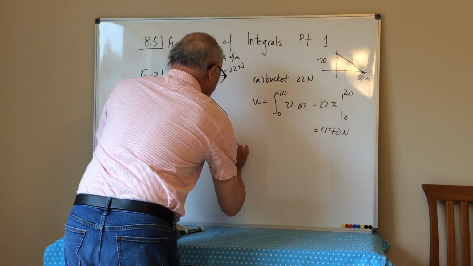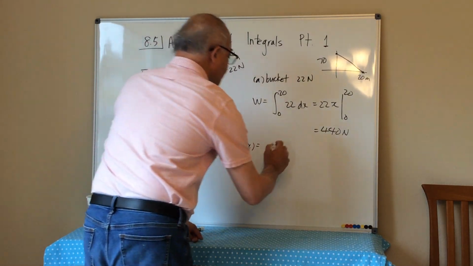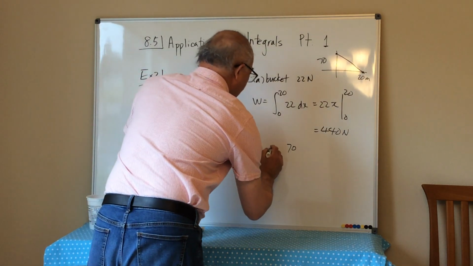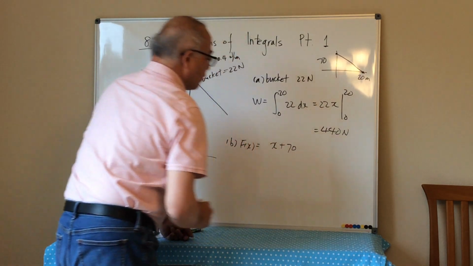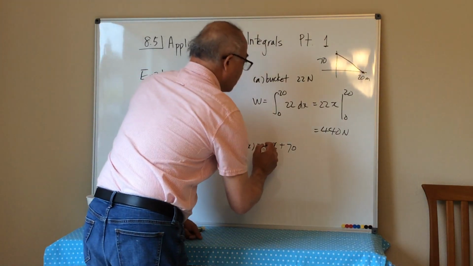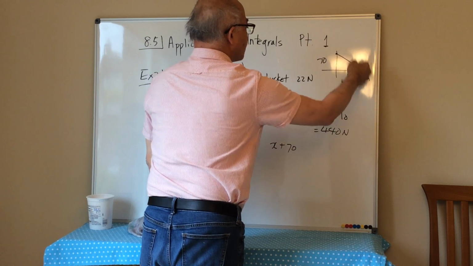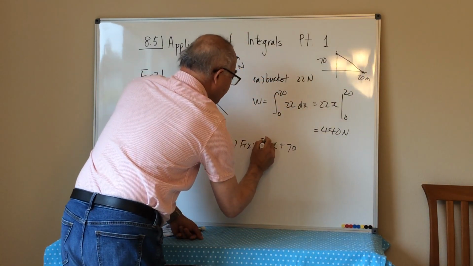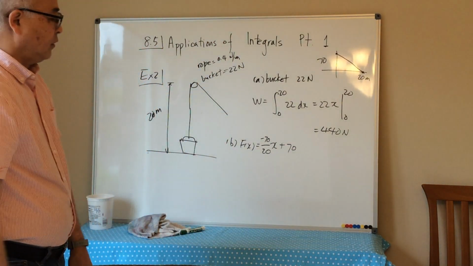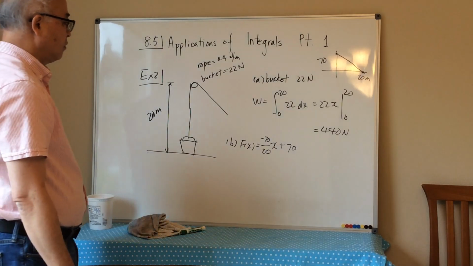So f of x, the line, starts at 70, and it's going to drain out, but at what rate? Rise over run. The rise would be 70, but it's going down, so negative 70 over 20. That's going to be your formula for that.